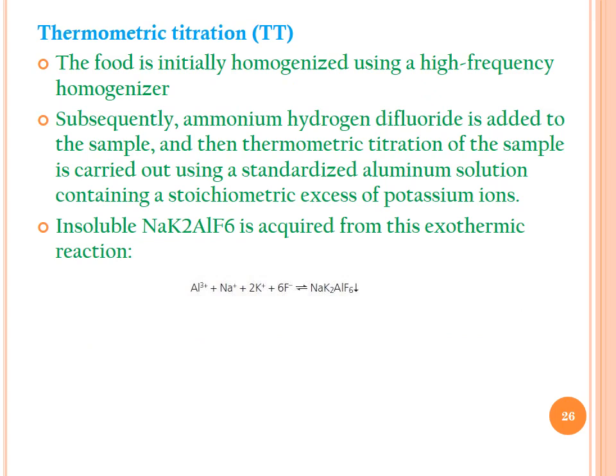The analysis of sodium by TT is done like this. The food is initially homogenized using a high frequency homogenizer. Subsequently, ammonium hydrogen difluoride is added to the sample, and then thermometric titration of the sample is carried out using a standardized aluminium solution containing a stoichiometric excess of potassium ions. Insoluble sodium potassium aluminium fluoride is obtained from this exothermic reaction. As a result of the exothermic reaction, there is a change in temperature, meaning the temperature will rise.